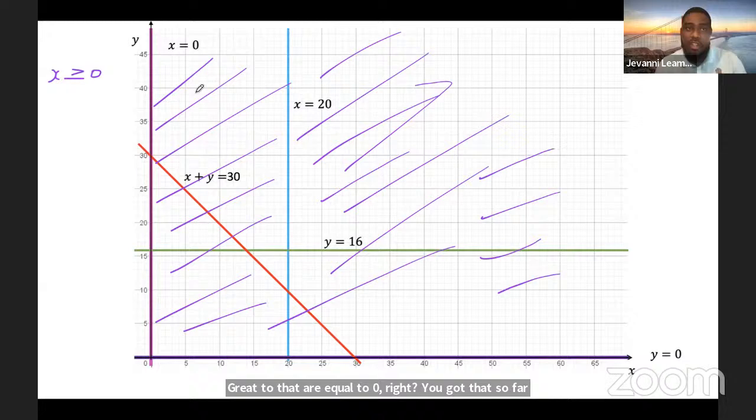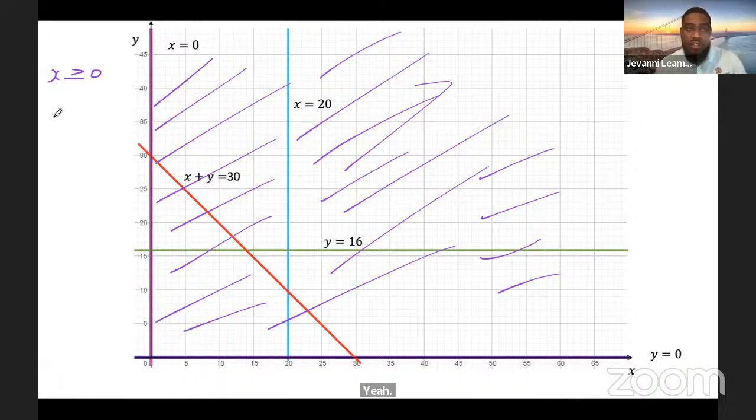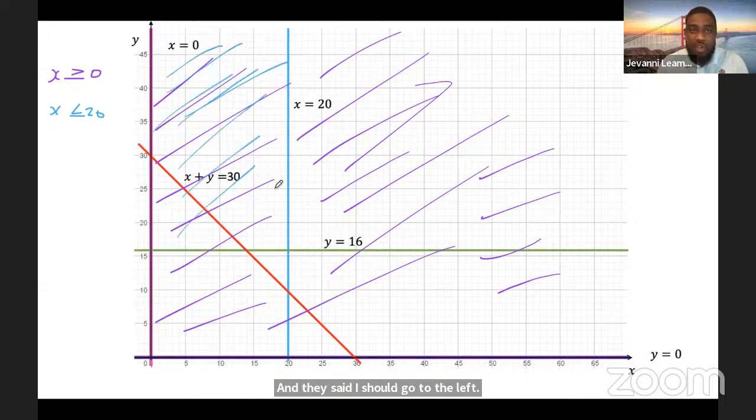All right, cool. Now I'm going to use a different color. I'm going to look for a blue to represent x is less than or equal to 20. Now, x is less than or equal to 20. I use the blue line as my reference point from my equation of x equals 20. And they said I should go to the left. So if you notice now, I'm shading over here.